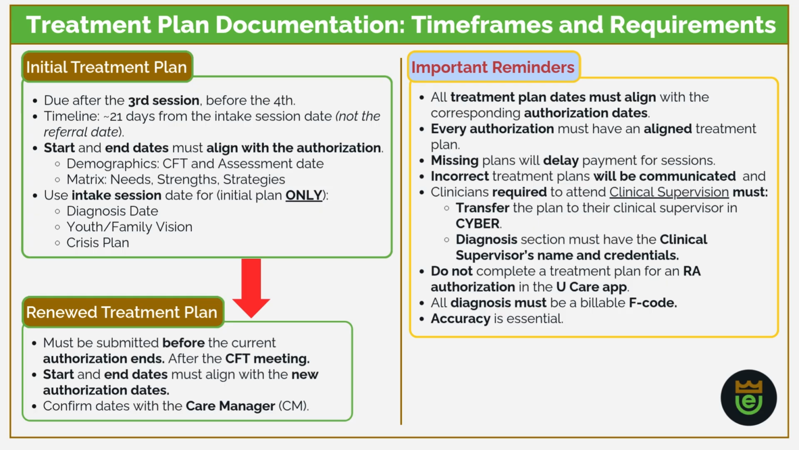Quick summary to remember. The initial treatment plan is due after the 3rd session and before the 4th. Use the intake session date for the diagnosis, youth, family vision, and crisis plan. For renewed plans, submit the update before the prior authorization ends. Start and end dates must precisely match the new authorization. Always confirm dates with the care manager. Missing or mismatched treatment plans will delay payment for sessions.